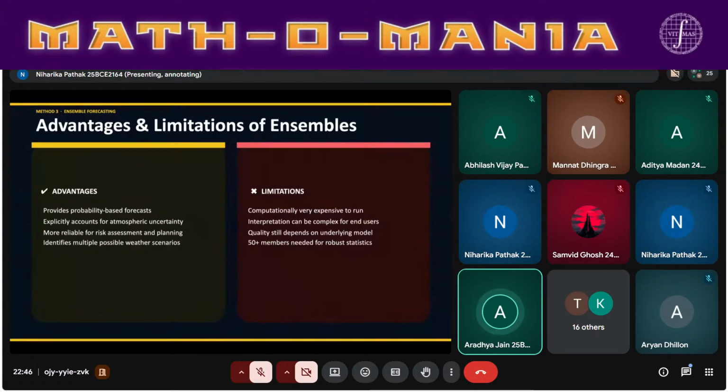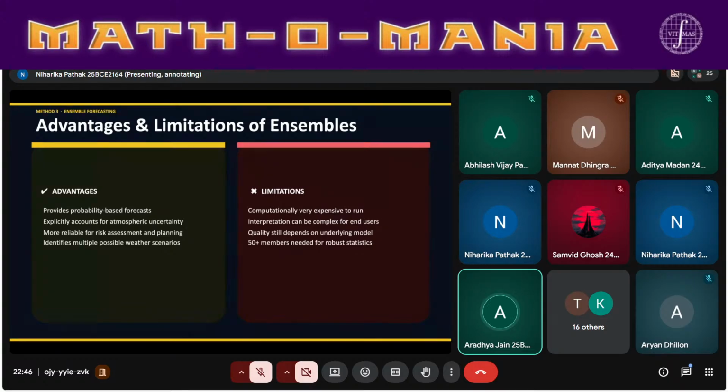So the interpretation can be complex for end users. The result we get is not a direct result, right? It's probability based, so we still have to think about it, and it's not straightforward. So it could be quite complex for some normal users. So it's not a really nice idea for them to use this method.